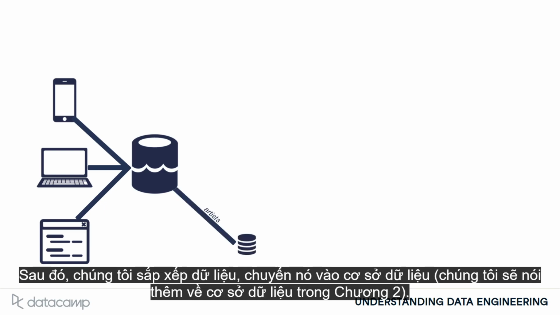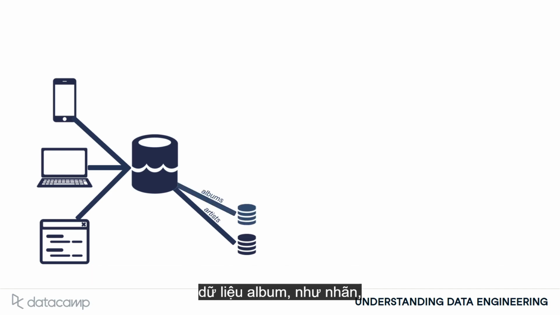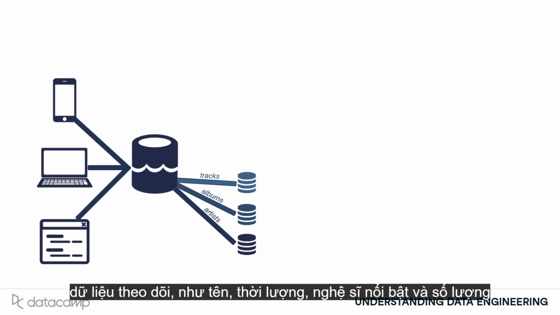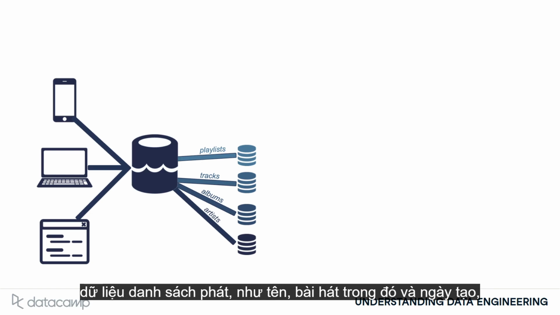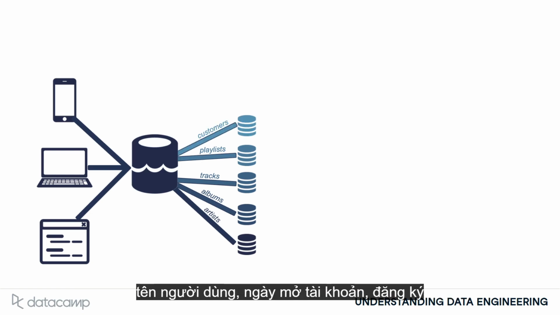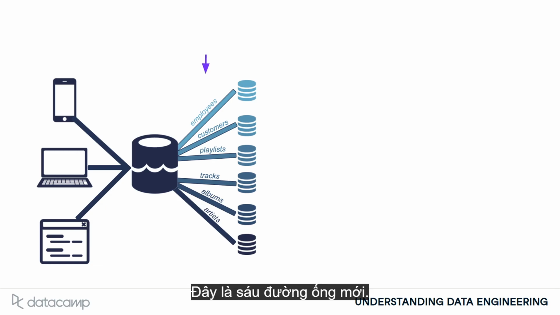We then organize the data, moving it into databases. We will talk more about databases in chapter 2 as well. It could be artist data, like name, number of followers, and associated acts, albums data, like label, producer, year of release, tracks data, like name, length, featured artists, and number of listens, playlist data, like name, songs it contains, and date of creation, customers data, like username, account opening date, subscription tier, or employees data, like name, salary, reporting manager, updated by human resources. These are 6 new pipelines.